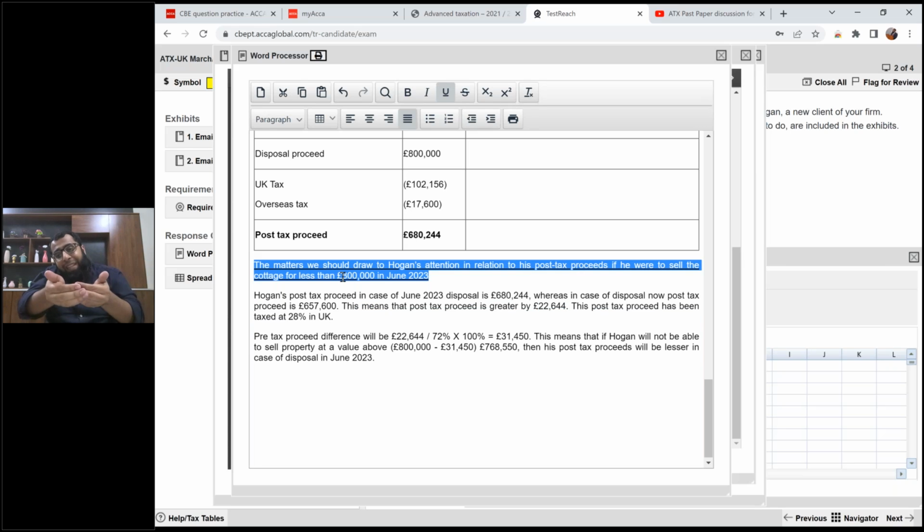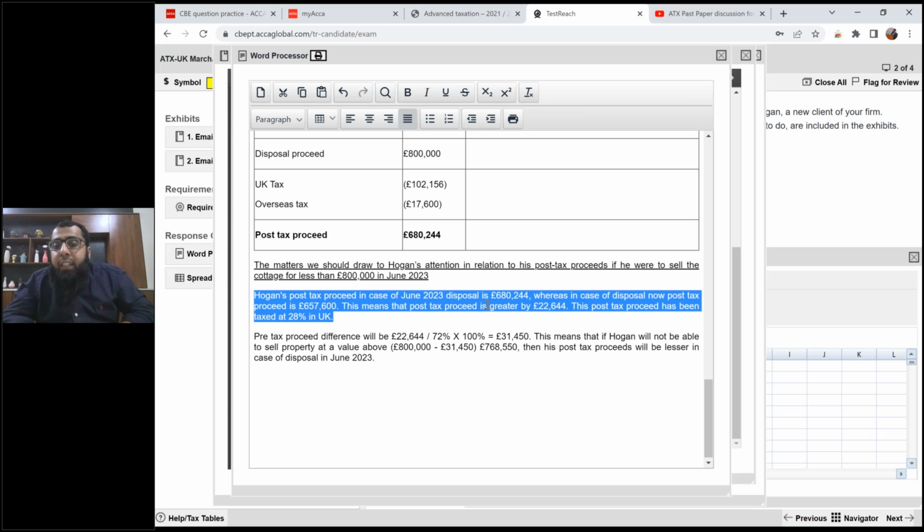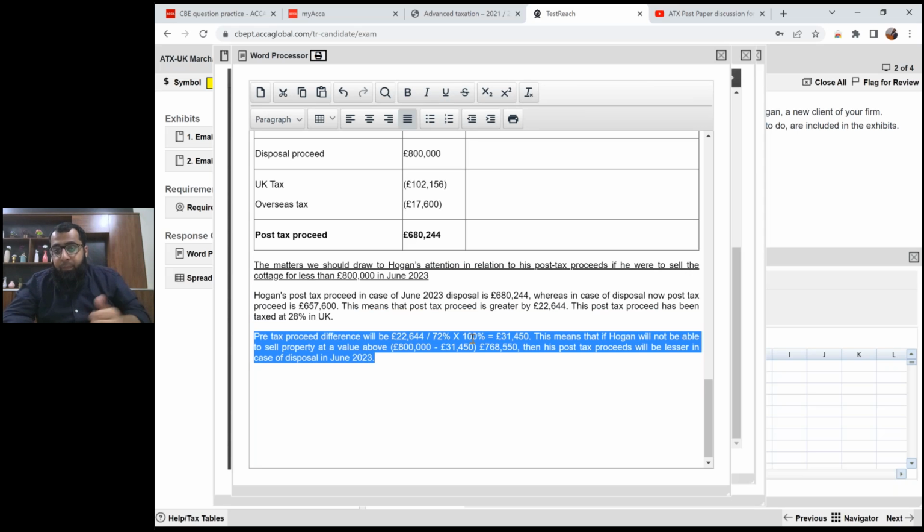So, if we were to sell it for less than 800,000 pounds, this 800,000 pounds is a pre-tax amount. So what I did was convert this post-tax difference into pre-tax. And then I said that the minimum sale value should be 768,550.